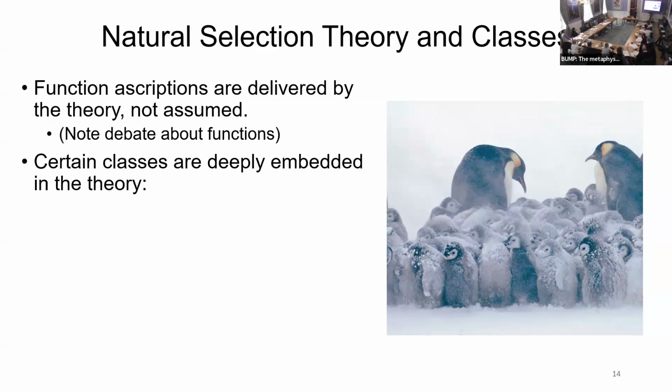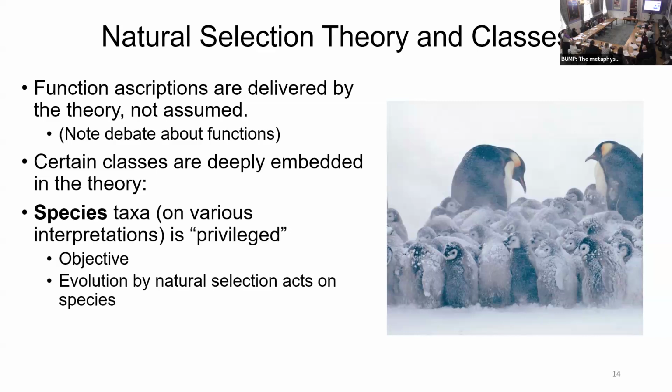And within natural selection theory, certain classifications are deeply embedded in that theory. So Cooper and Cooper are right not to worry about the species classification. So the species taxon level, whatever interpretation you have of what counts as a species, people will argue that the species taxon is sometimes called a privileged level.